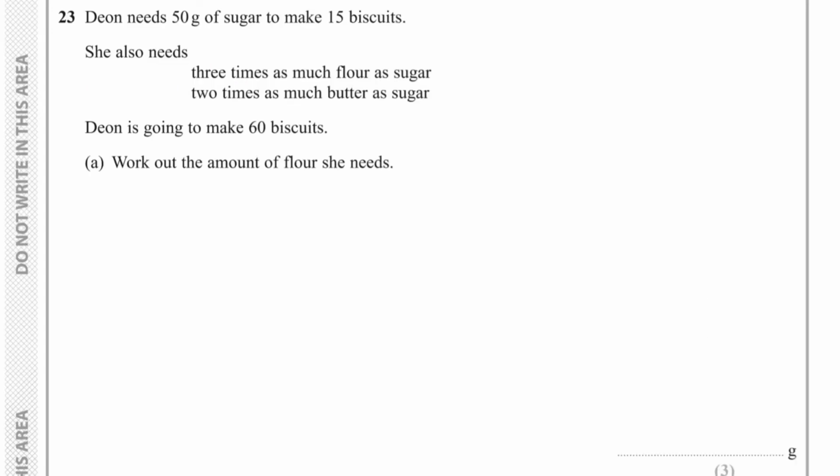Question 23. Dion needs 50 grams of sugar to make 15 biscuits. She also needs 3 times as much flour as sugar, 2 times as much butter as sugar. Dion is going to make 60 biscuits. We have to work out the amount of flour she needs. So first of all, for 15 biscuits, what do we see over here? We have over here 50 grams of sugar.